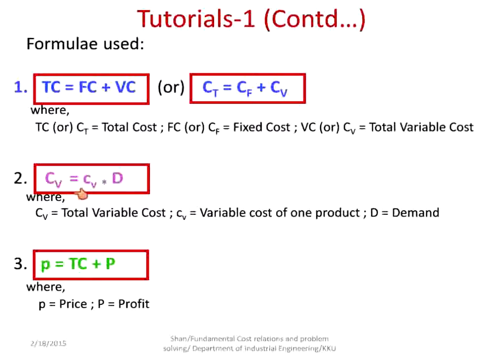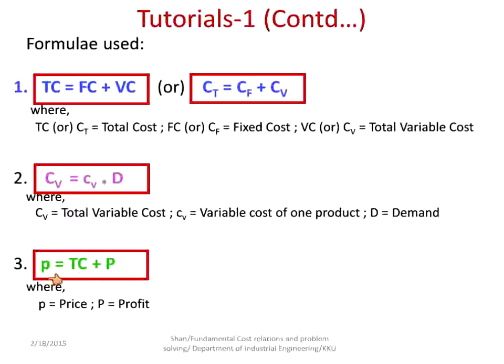And the second one is capital CV equal to small cv multiplied by capital D. Okay, this is another relation. This is a relation between total variable cost and the demand. Here capital CV is the total variable cost and small cv is the variable cost of one product, only one product. And capital D is the demand of the product, or the market demand.